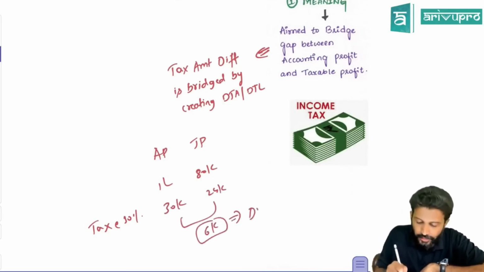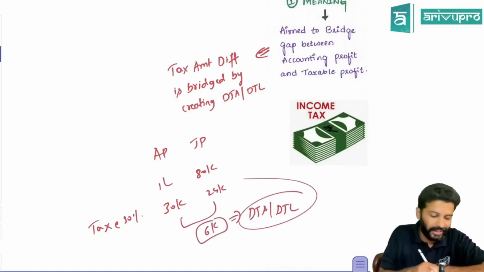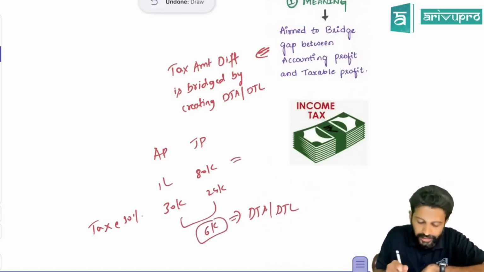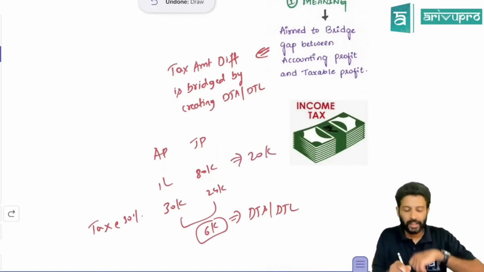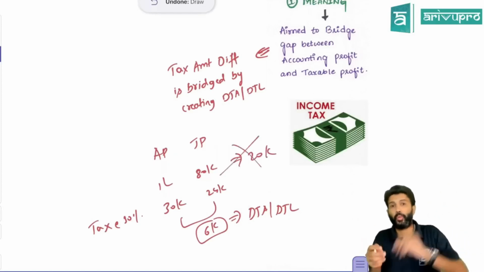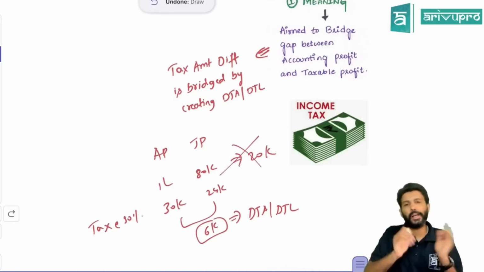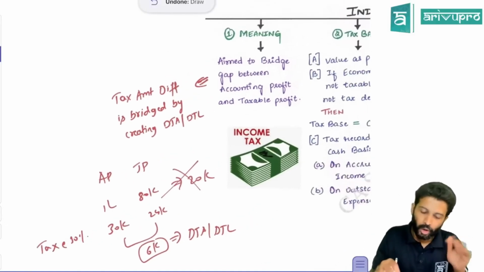For this tax difference, we try to bridge by creating DTA or DTL. We don't try to create DTA, DTL for the profit difference of 20,000. If you just check the difference between these two, it is 20,000. We don't create DTA, DTL for this amount. We try to plug the tax difference by creating DTA or DTL. That's it. That is one.